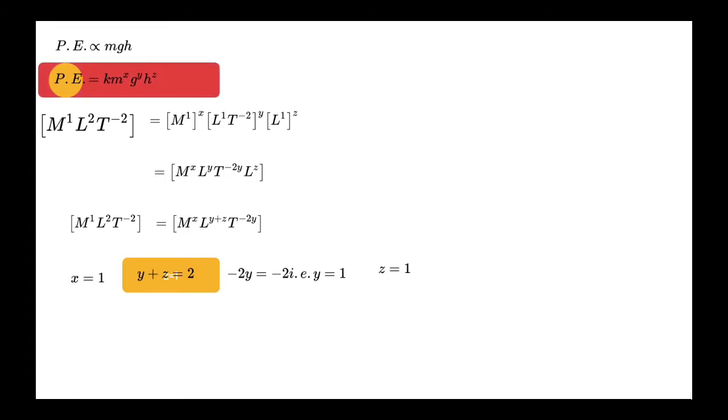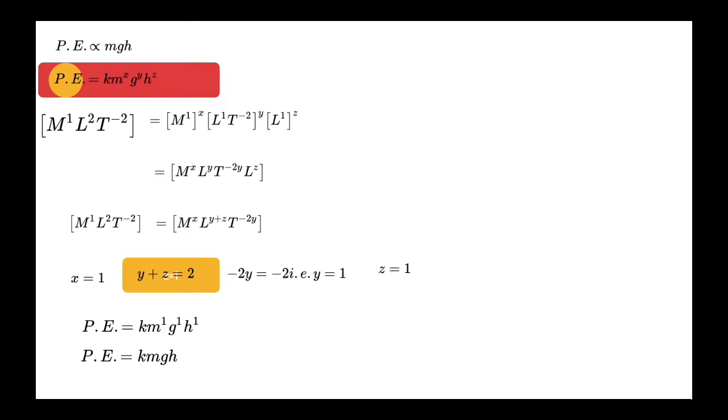Now put those values in this equation. So potential energy will be K m raised to x, x is 1, g raised to y, y is also 1, and h raised to z, z is also 1. So you will get potential energy is equal to K m g h. You don't have to say m raised to 1, g raised to 1. It is m g h.